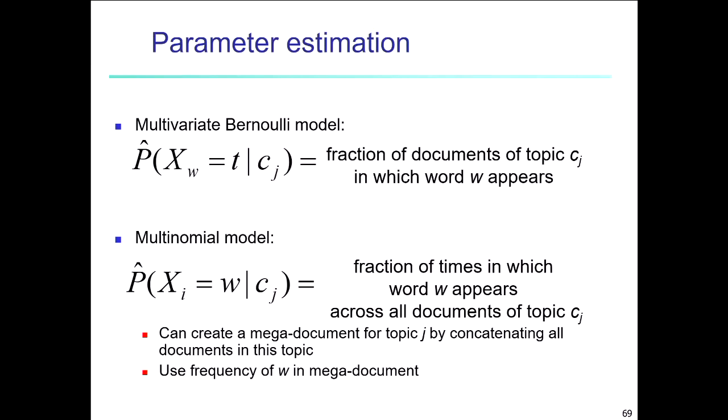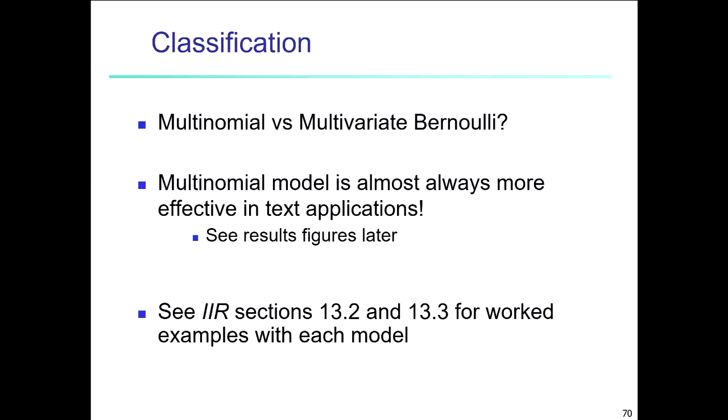That's why for the Bernoulli model, the estimated probability of X_w equals t given C_j is the fraction of documents of topic C_j in which word w appears, while for the multinomial model it is the fraction of times word w appears across all documents of topic C_j. And the multinomial model is almost always more effective in text applications.